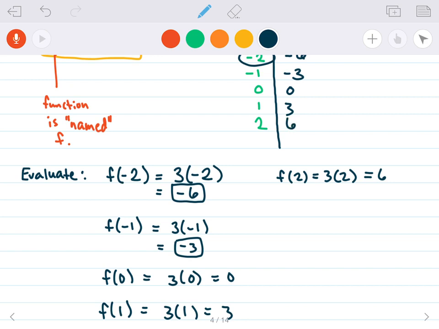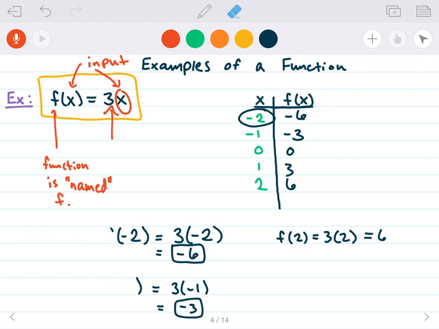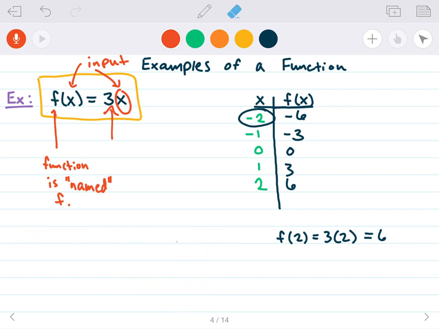Okay, so there you have it. You have input and output values, and we found those by using this rule: 3 times the input. Now, another thing that we can do, since we have a table that we just created, is graph some points. We can graph these points that we just found on a coordinate plane.